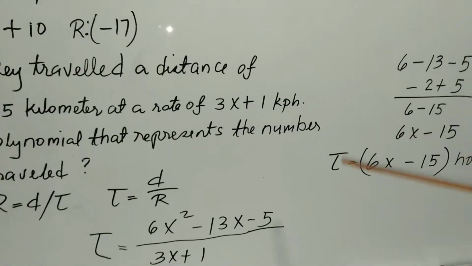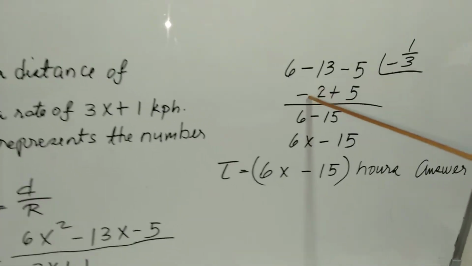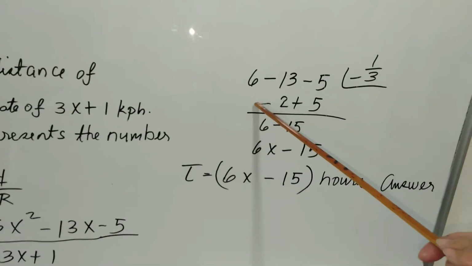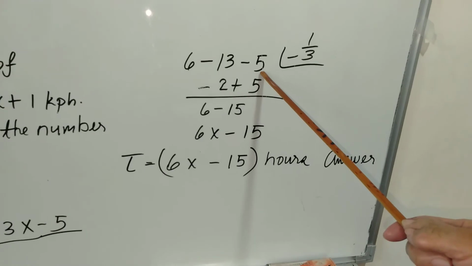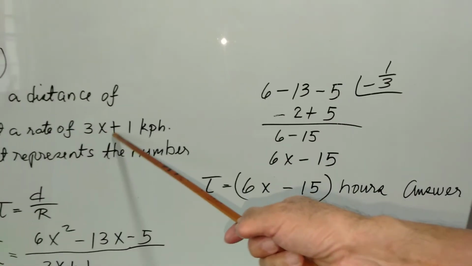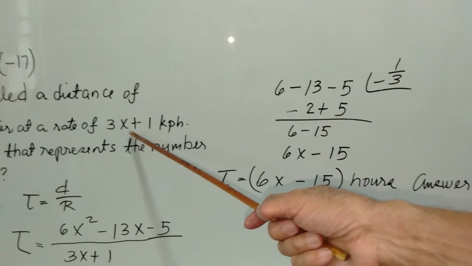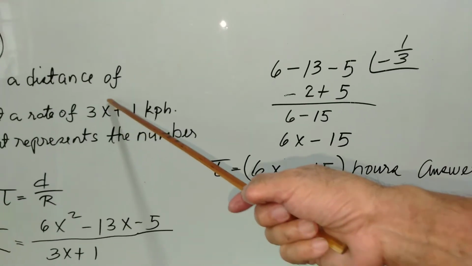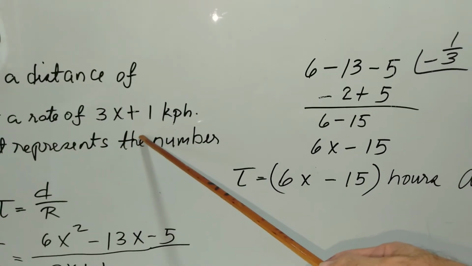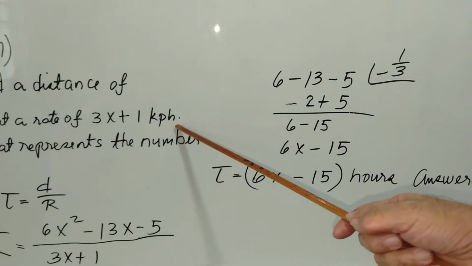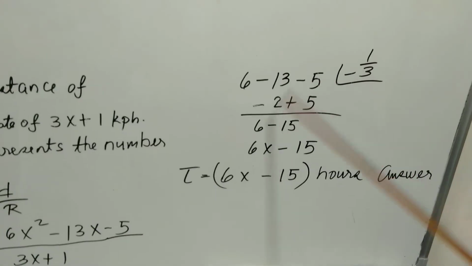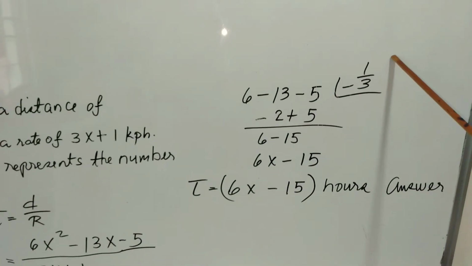Again, we're going to use only the coefficients of the terms: 6, negative 13, negative 5. But the given divisor is 3x plus 1. Take note of this. Since this is 3x plus 1, we divide the 3x by 3 and also the 1 by 3. So we get 1/3. Then change the sign of this divisor, so we get negative 1/3.